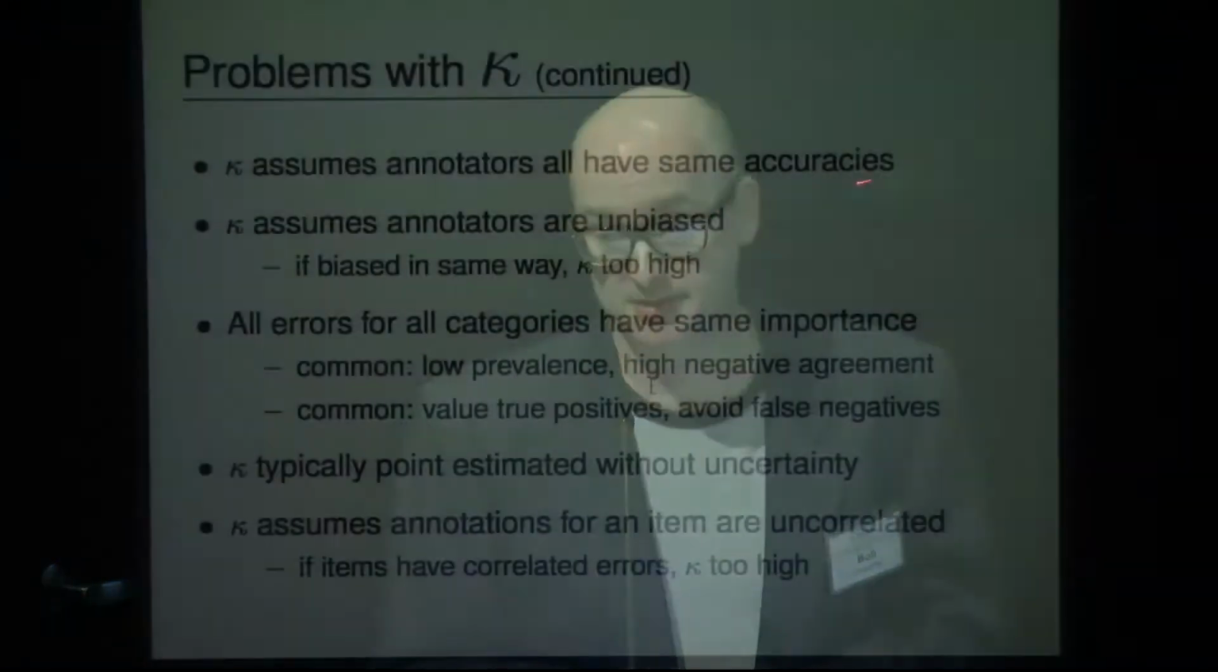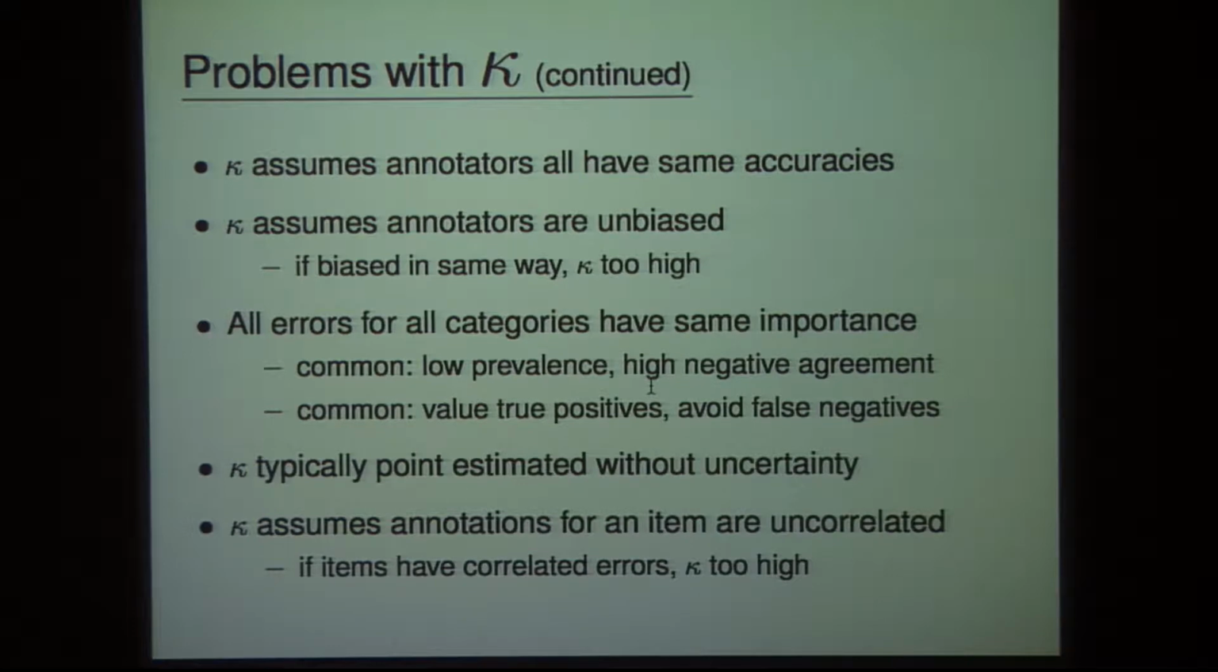Kappa is typically point estimated without uncertainty, right? This doesn't need to be done. You can do a bootstrap or something and put confidence intervals around your kappa.